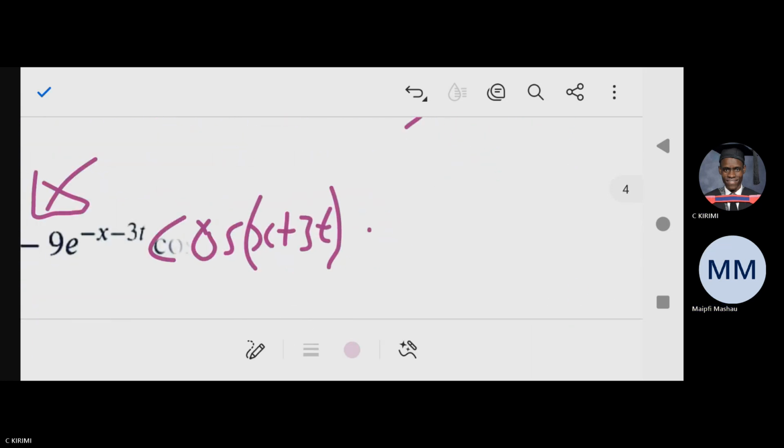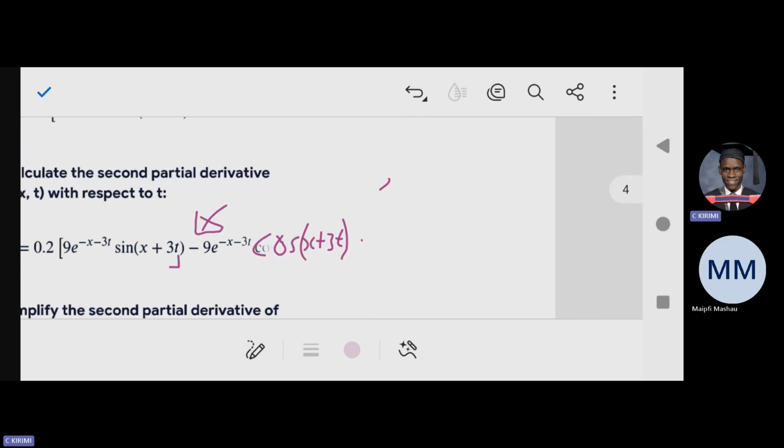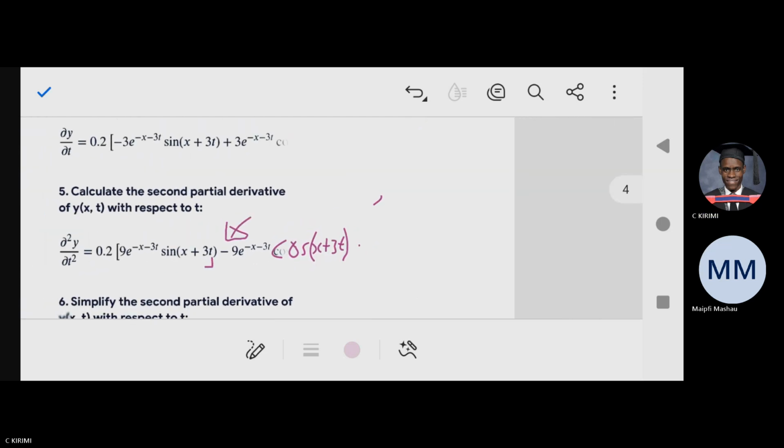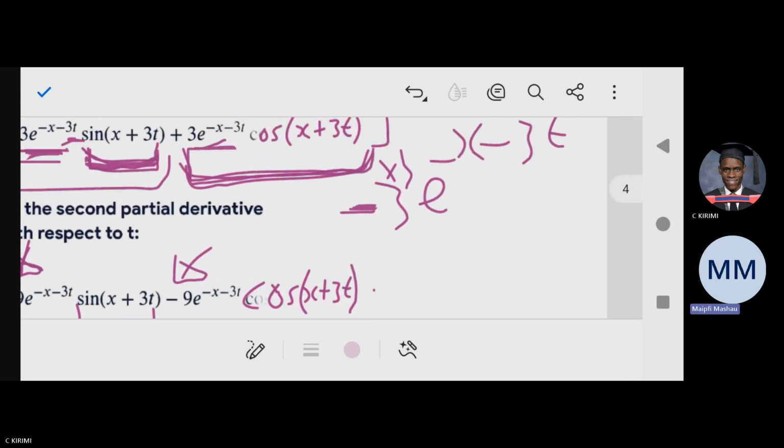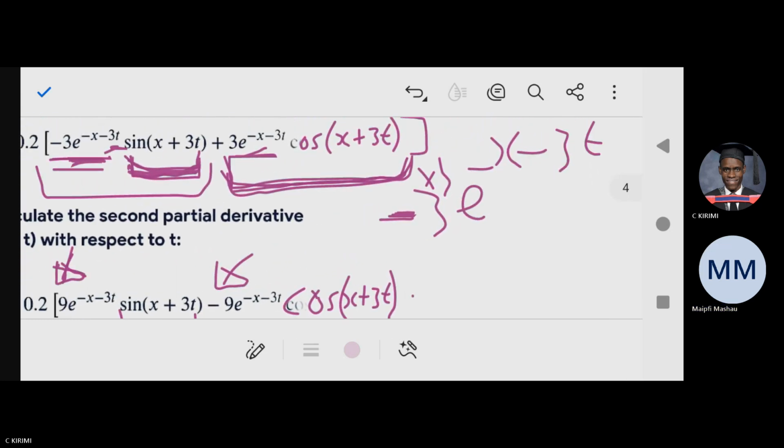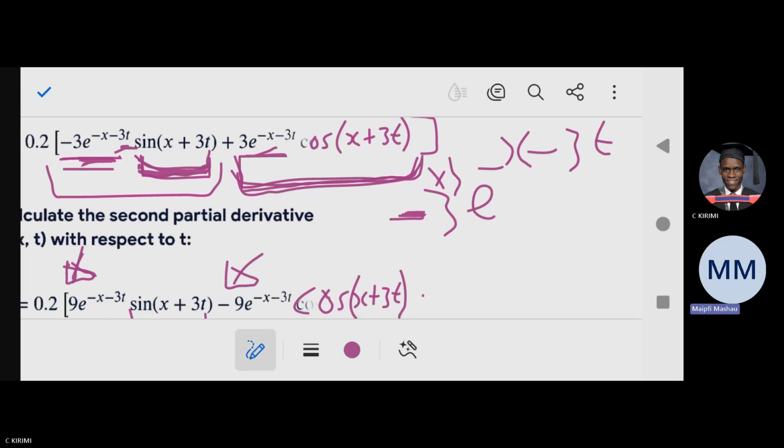Sorry. Just zoom it now. All right. You said it's going to be negative 9? So -9. Yes, e to the power -x -3t.